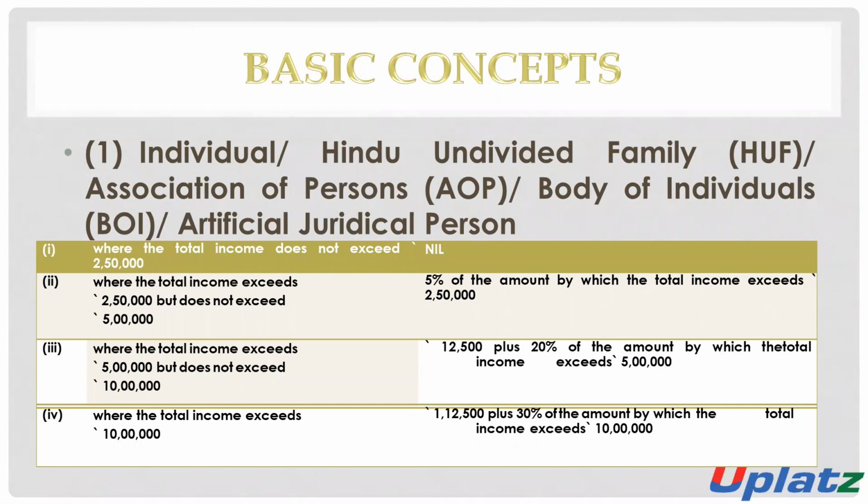Where the income is up to 2,50,000, the tax rate will be nil. Where it is more than 2,50,000 but up to 5 lakh, the excess of 2,50,000 will be taxable at 5%. Where total income is more than 5 lakh but up to 10 lakh, then 12,500 plus 20% of the excess of 5 lakh. Where the total income exceeds 10 lakh, then 1 lakh 12,500 plus 30% of the excess of 10 lakh.